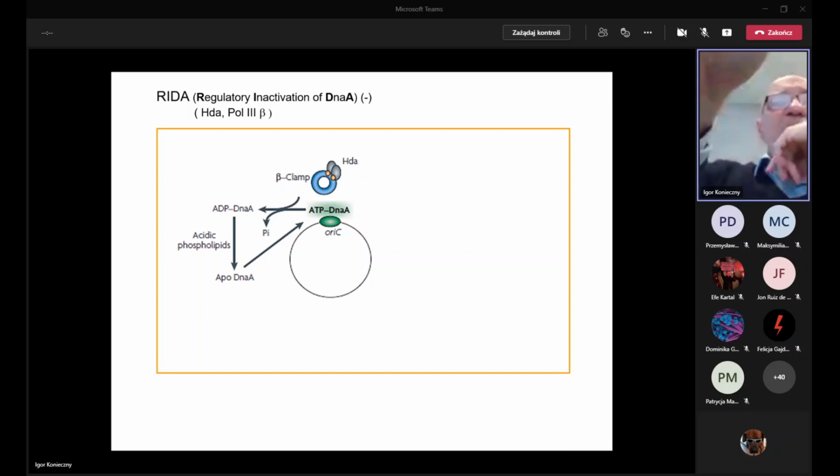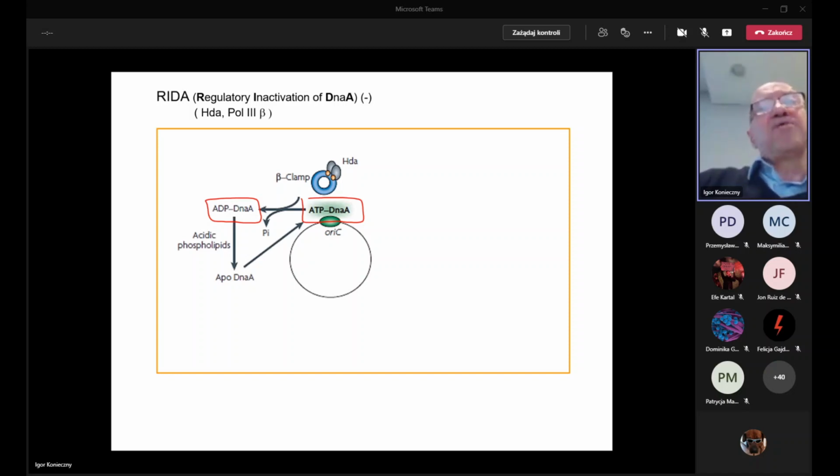So first, we mentioned DnaA, that DnaA exists in two forms, ADP and ATP, and those two forms interact differently with different binding sites. It's very important, but also it was shown that without DnaA interacting at oriC within these ATP binding sites, the replication initiation is impossible.